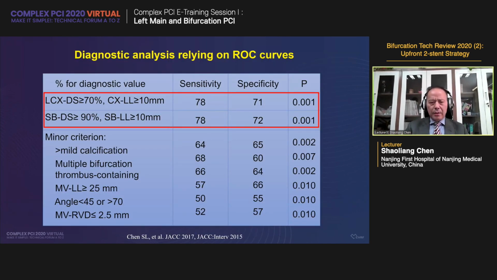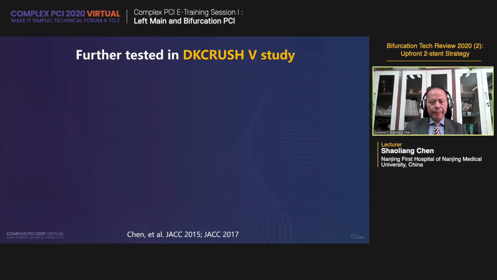I think this is the first criteria to differentiate simple from complex bifurcation lesions, but it needed to be tested in a randomized clinical trial. According to the ROC analysis, we provided the sensitivity and specificity for only the major criteria or the combination of major plus minor criteria. From the table, you can see that even if we only rely on the major criteria, the sensitivity and specificity were higher than 70%. After combination with any 2 minor criteria, it could increase up to 80%.